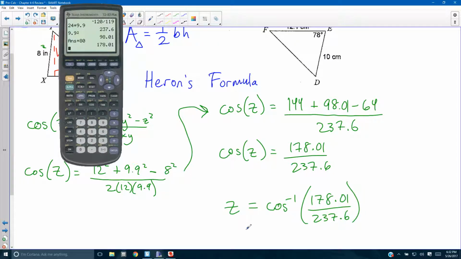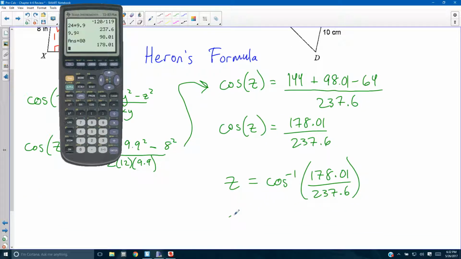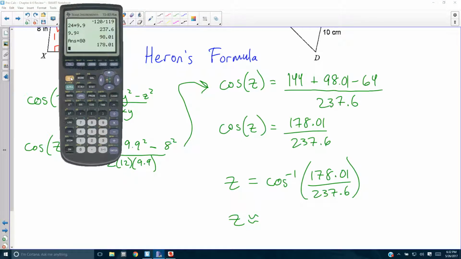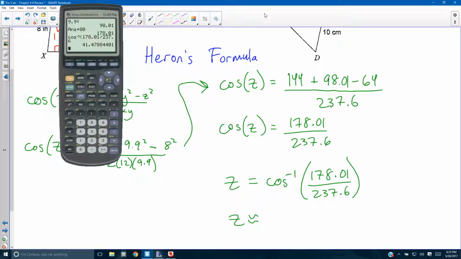I don't trust this to be very pretty because I'm trying to choose the z value out of something you're probably supposed to do with Heron's formula. So I'm just going to write an approximate answer here. And for the calculator, I'll just make sure to store that answer as it's supposed to be. So inverse cosine of 178.01 divided by 237.6 will give me this angle measure of 41.47 degrees. So it's around 41 degrees, right? I'll just put 41 as I write it. Okay, so that's 41 degrees there.